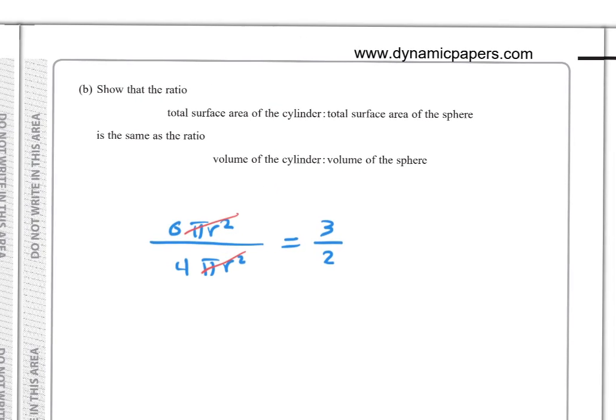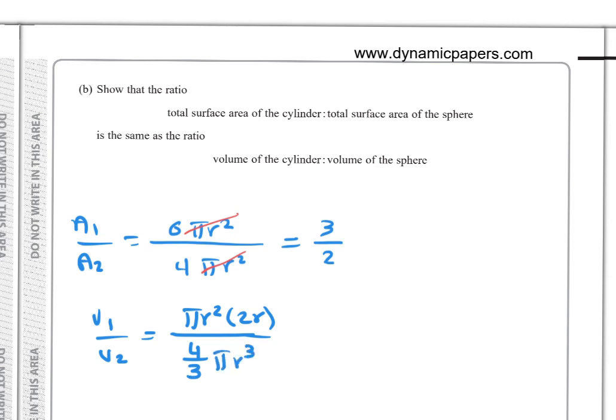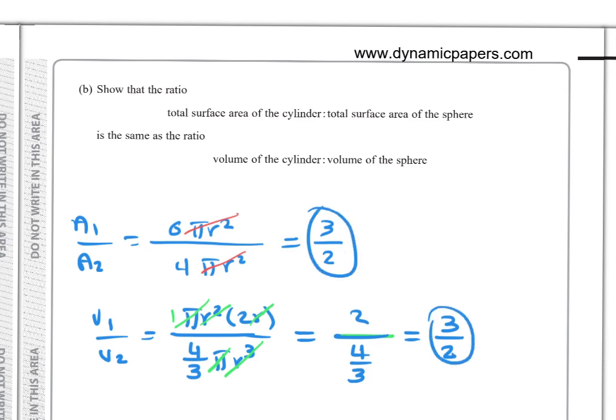Between the volume of the cylinder to the volume of the sphere, the volume of the cylinder is pi r squared times the height, which is 2r. The volume of the sphere is 4 over 3 pi r to the power 3. So we can cancel pi with pi. R to the power 2 times r, which is r to the power 3, can cancel with r to the power 3. So this means 1 divided by 4, 1 times 2, which is 2. 2 divided by 4 over 3 equals, in the simplest form, 3 over 2. So they have the same ratio.